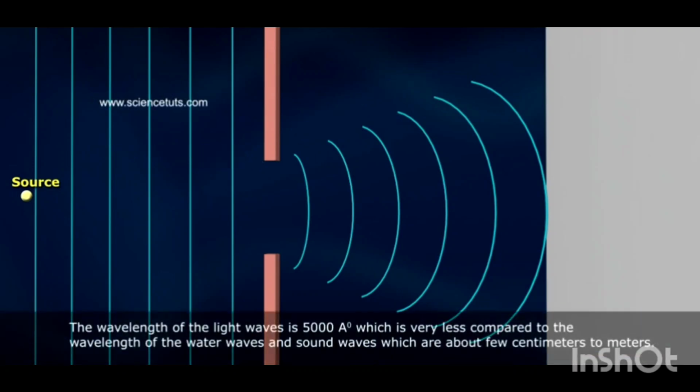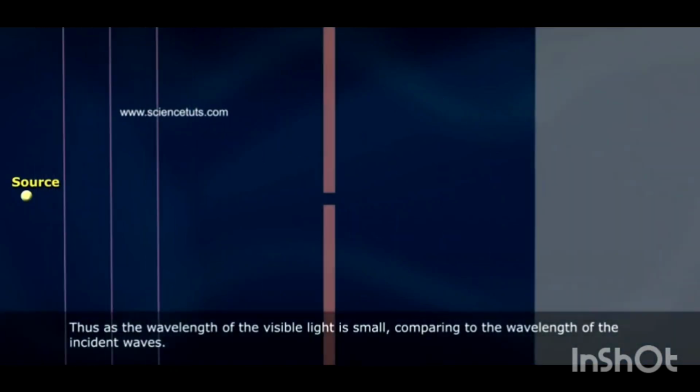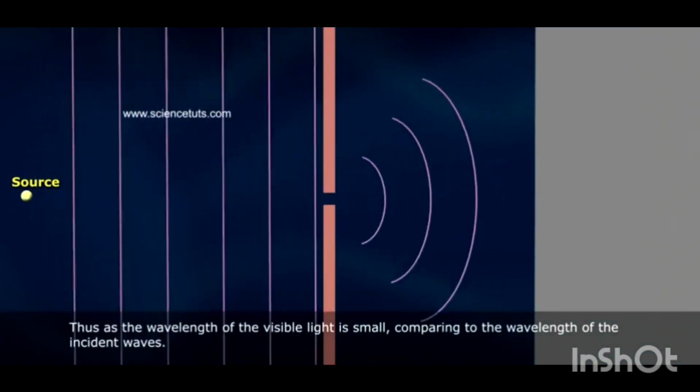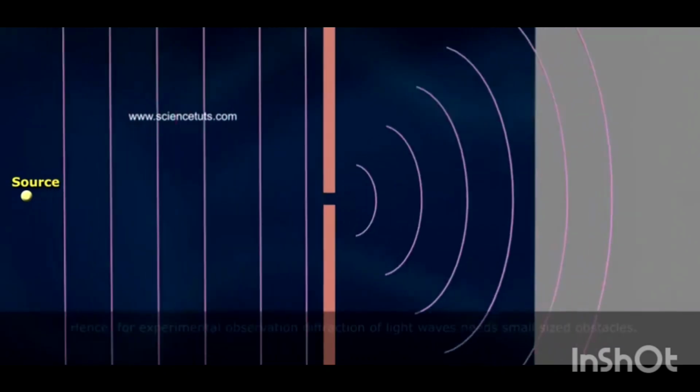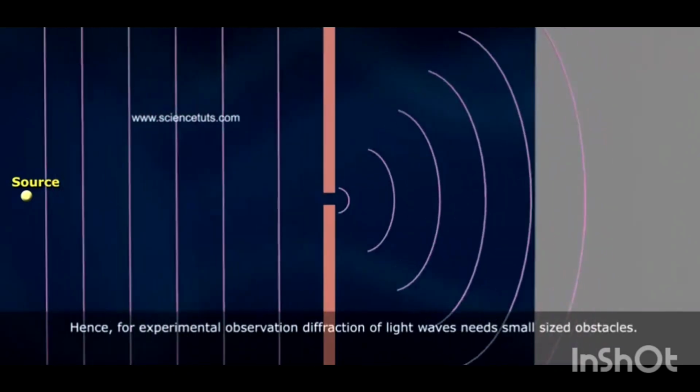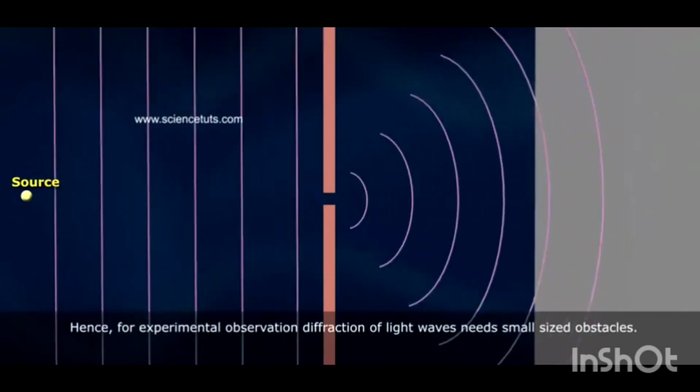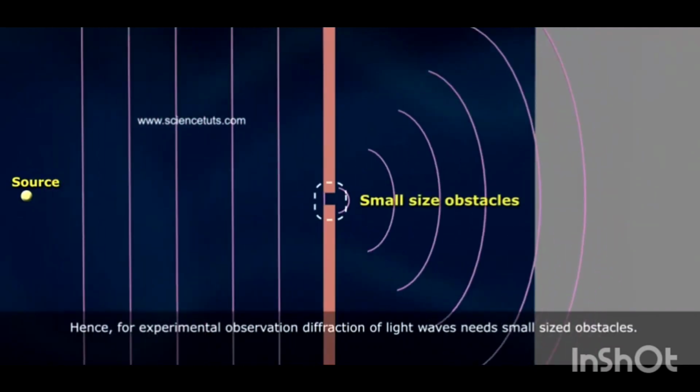The wavelength of light waves is 5000 angstrom, which is very small compared to the wavelength of water waves and sound waves, which are about a few centimeters to meters. As the wavelength of visible light is small compared to that of other waves, for experimental observation, diffraction of light waves needs small-sized obstacles.